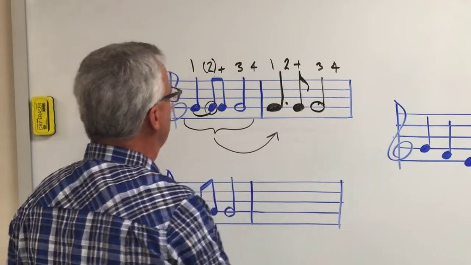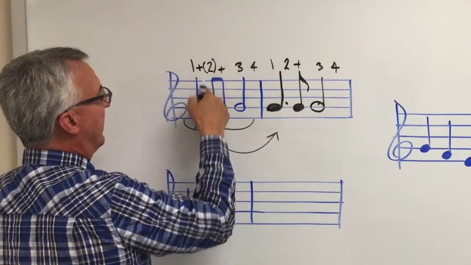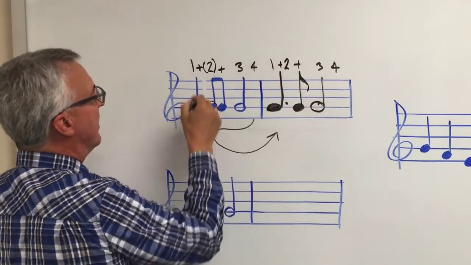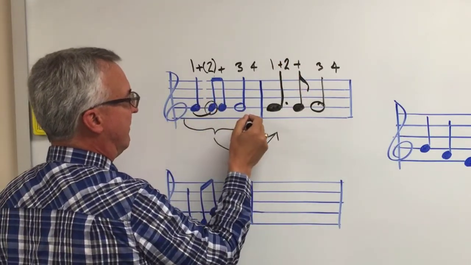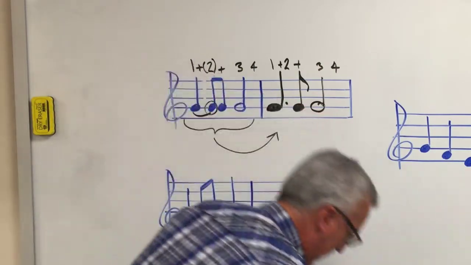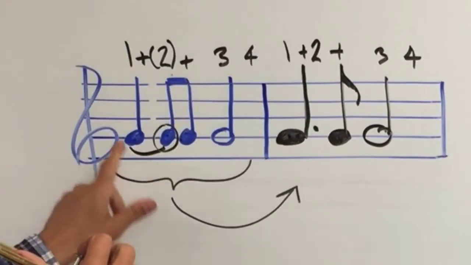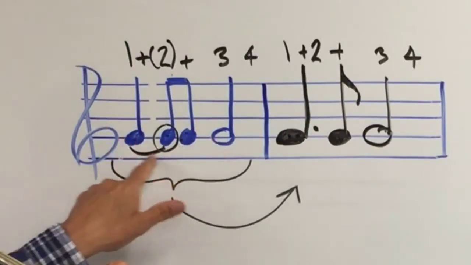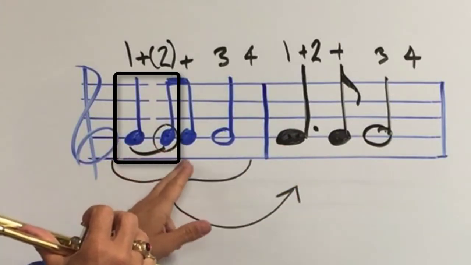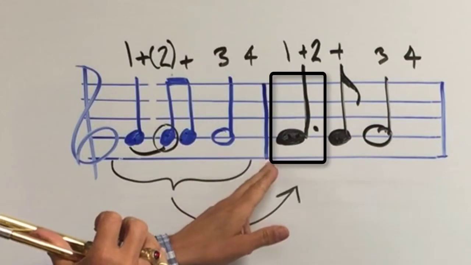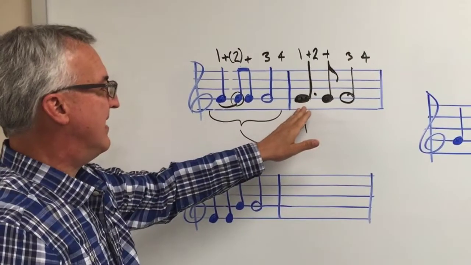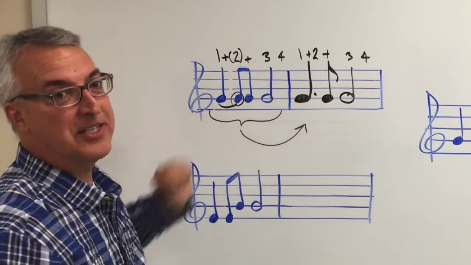1, 2, and 3. In fact, maybe I'll go back over here and even put the and in. Even though nothing happens on the and here, and nothing happens on the and here, it might be nice to say 1, 2, and 3, 4. And let's try that. I'm going to play it here, first as quarter, eighth, eighth, half, with the two tied together, and then as a dotted quarter. So a dotted quarter note is the same as a quarter tied to an eighth note.